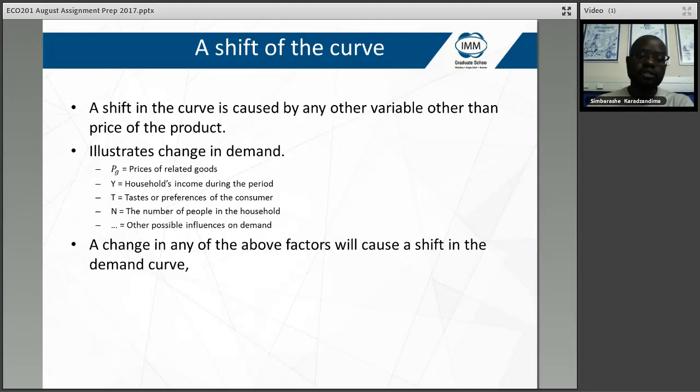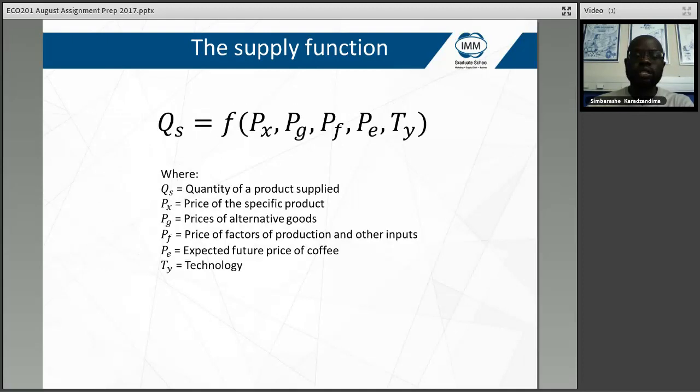So the other reasons: the price of related goods, household's income during the period, tastes and preferences of the consumers, the number of people in the household, and other possible influences of demand. So all these factors will shift the demand curve. Rightward shift, increase in demand. Leftward shift, decrease in demand.